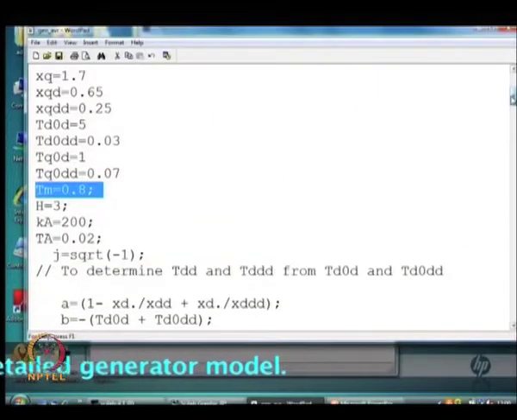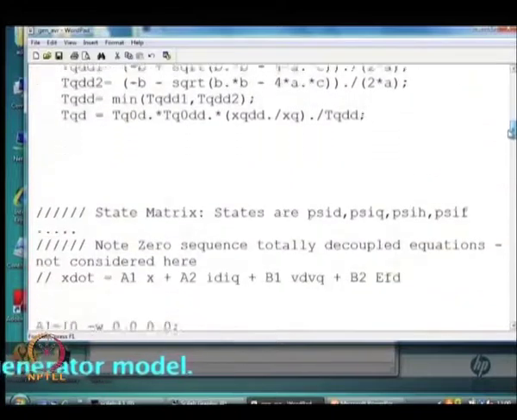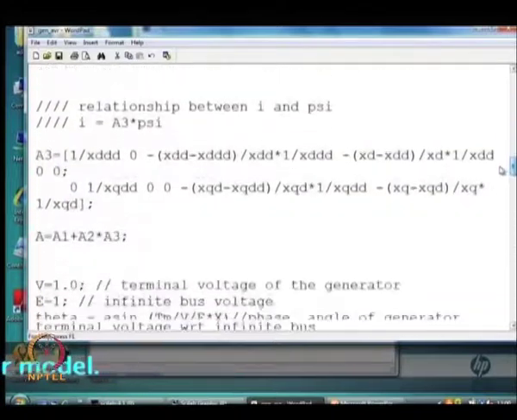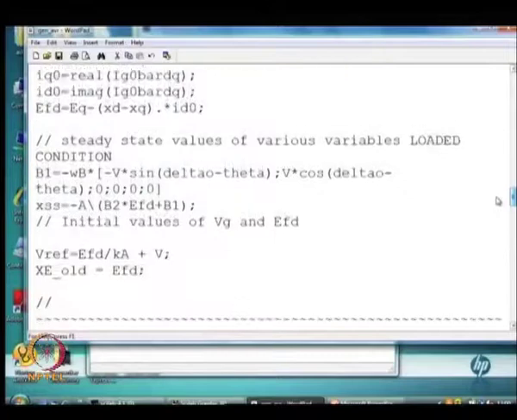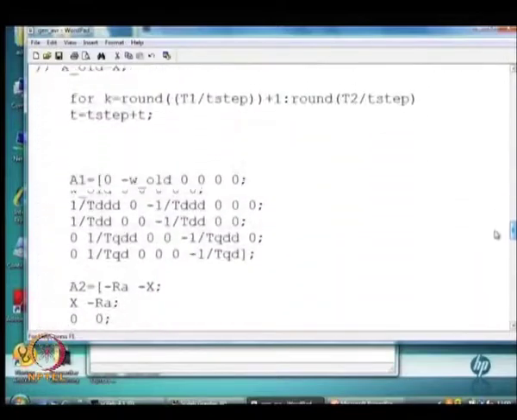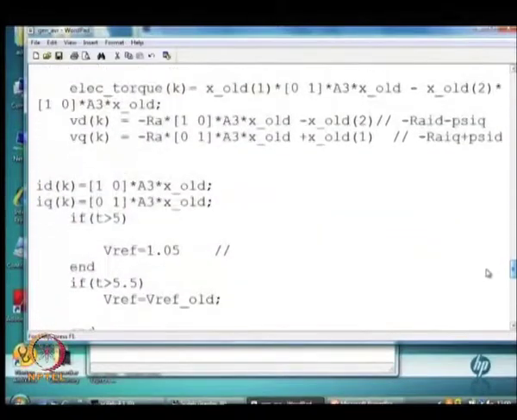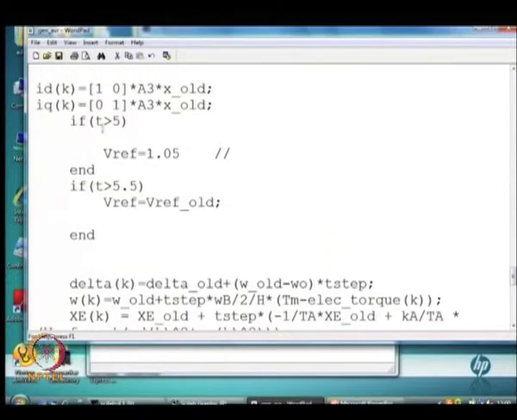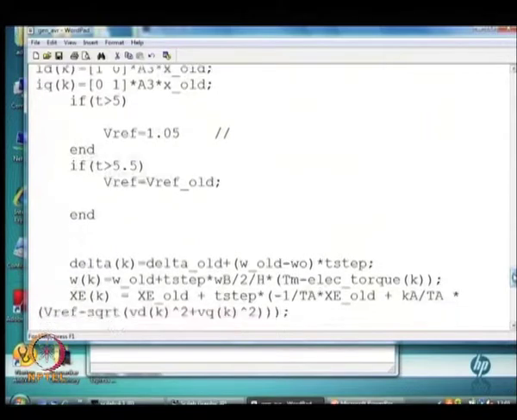Now, what I do is, I keep the same disturbance and check out the stability. So, this is the point at which I introduce a disturbance. At t greater than 5, there is a pulse change in Vref. Between t equal to 5 and 5.5, there is a small pulse given in Vref, which induces the disturbance.